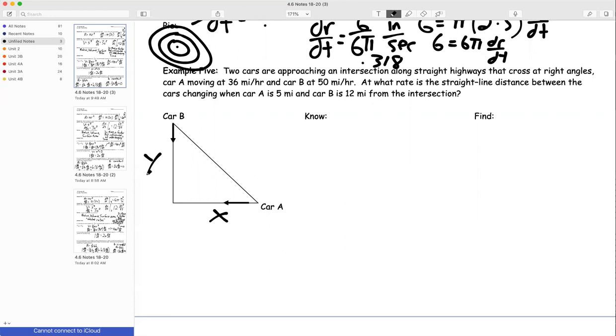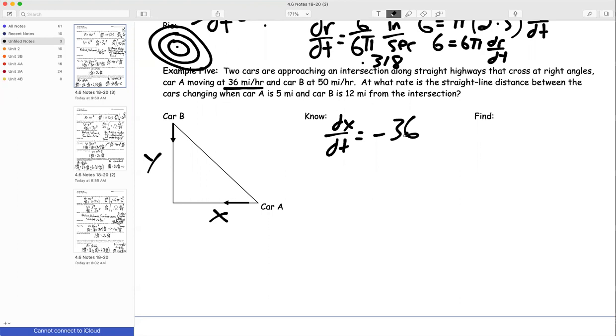So tell me one thing that I know. It says that car A is moving at 36 miles per hour. And so that is a rate of change with respect to time. And I've labeled the side that car A is on X. So one thing I know is that dx/dt is equal to, oh, but it's not 36. Why is it not 36? Well, because velocity shows speed and direction. So it's not positive 36, it is negative 36 because car A is moving in which direction? To the left.